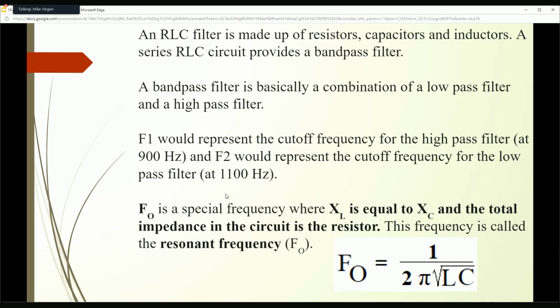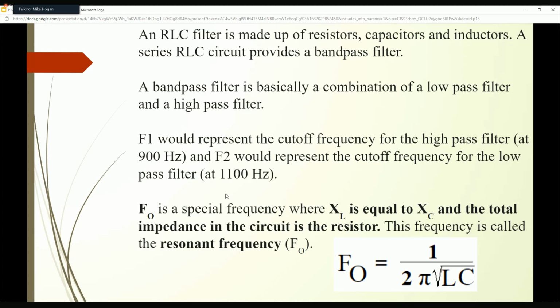The frequency is called the resonant frequency. What they're saying is that if you look at the way we drew our X of C and our X of L, there comes a point with frequency. When you think about capacitors and inductors, capacitive reactance is 1/2 pi FC, and inductive reactance is 2 pi FL. There comes a point in a circuit, if you have both of those values in it, where there's a certain frequency where those two are going to be equal, right?